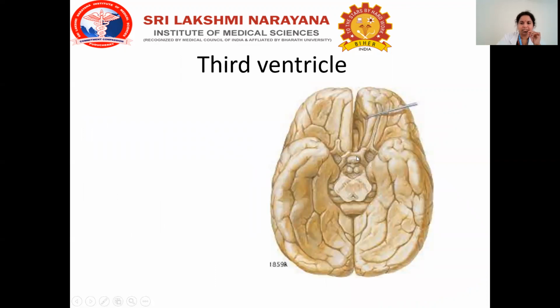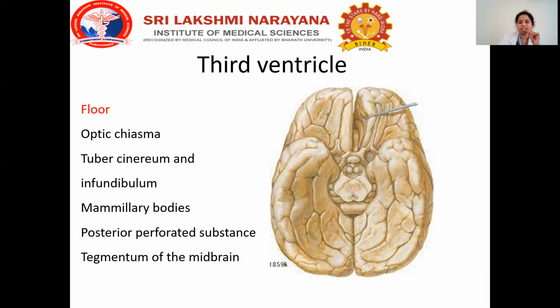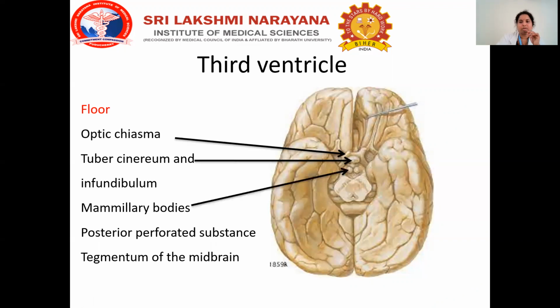So, floor of the third ventricle, looking from the inferior aspect of the cerebrum. Anterior to posterior, floor of the third ventricle is formed by optic chiasma, tuber cinereum, infundibulum which suspends the pituitary gland. Pituitary gland is removed here. Two oval swellings called mammillary bodies, posterior perforated substance, and the tegmentum part of the midbrain.